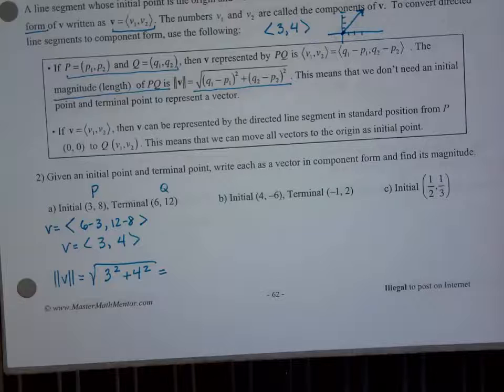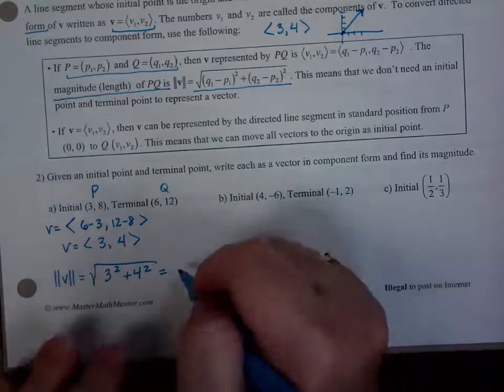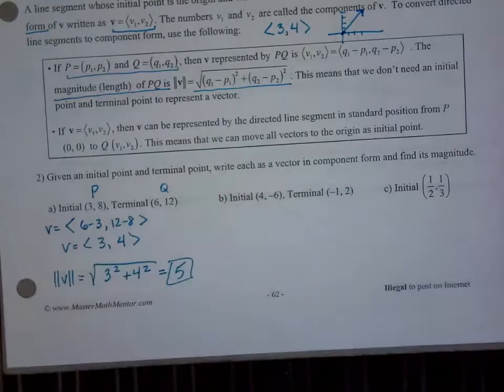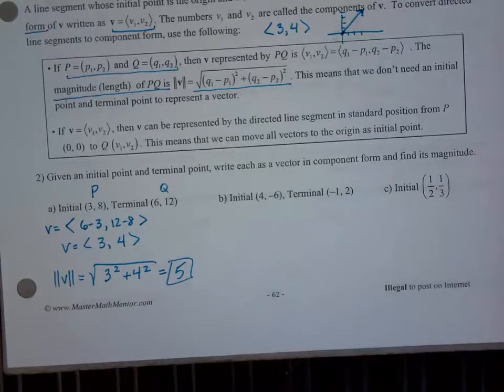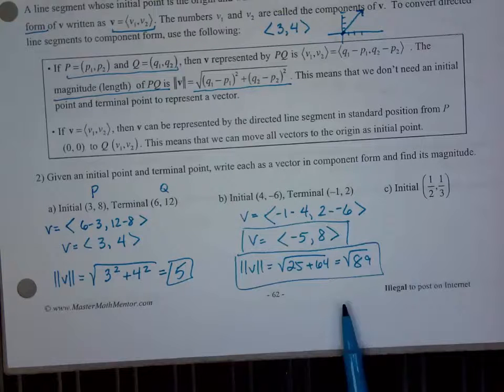16 plus 9 is 25. Square root of 25 is 5. Now remember that magnitude means how long it is. How long is my arrow? It's 5 units long. The arrow that I drew up here is 5 units long. Okay? Questions? Nope? Easy stuff? You do B. Okay. Are you mentally picturing what's happening here?